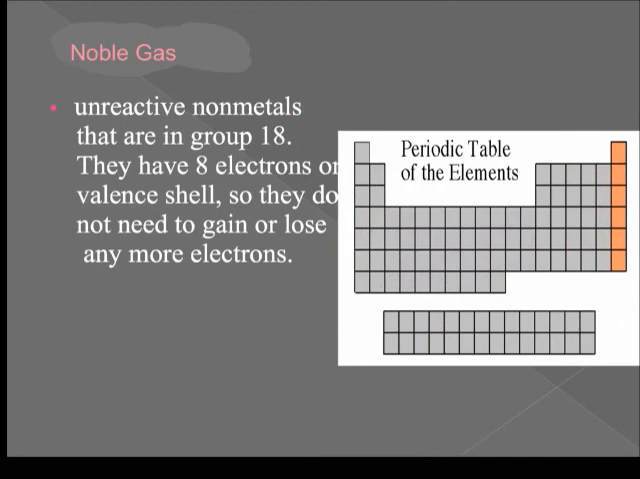Noble gases are non-reactive nonmetals found in group 18. They have 8 electrons on their outermost shell, on their valence shell, so they do not need to do anything with their electrons. They're full, so they sit around and do nothing because they're nobles. Give me some examples of noble gases using your periodic table in your vocab sheet.